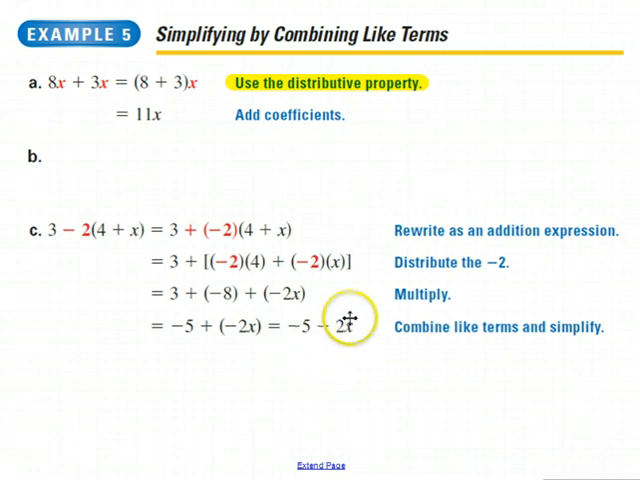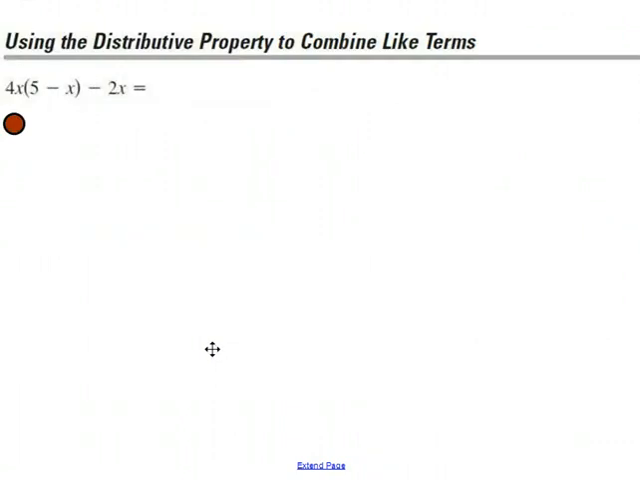So make sure you understand that negative 5 minus 2x is completely simplified, and these earlier steps along the way are not finished answers. I'm going to assume that you've thought that through and are ready to move on to the next slide. Go ahead, hit the pause button, and do this one yourself.